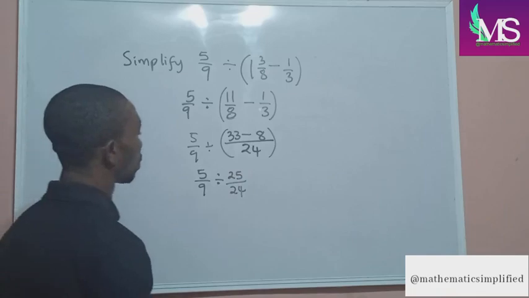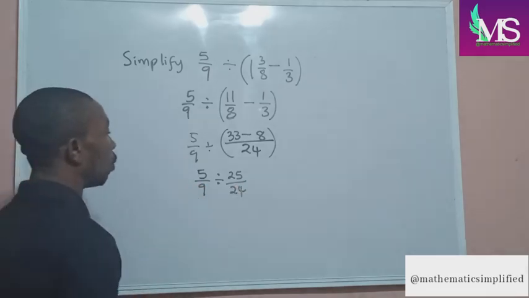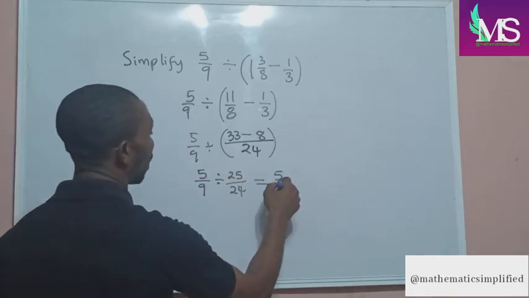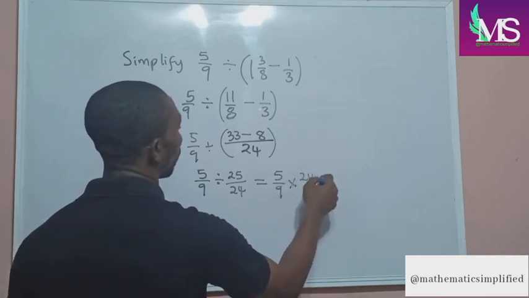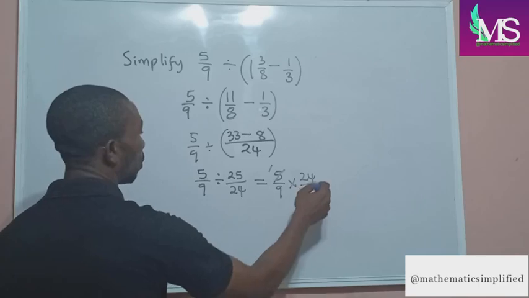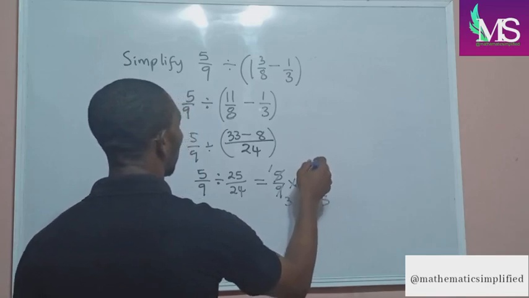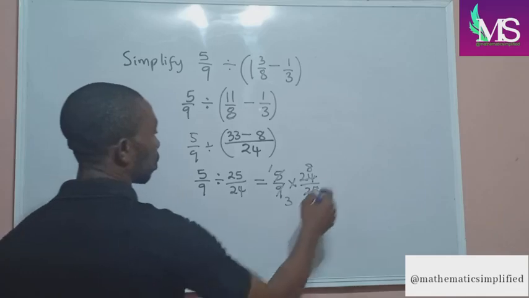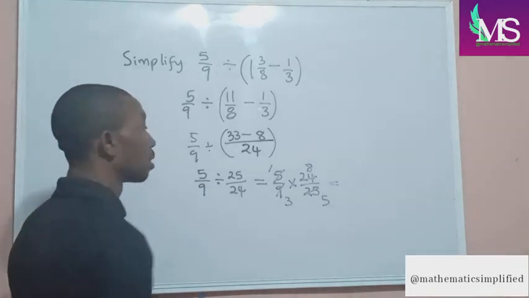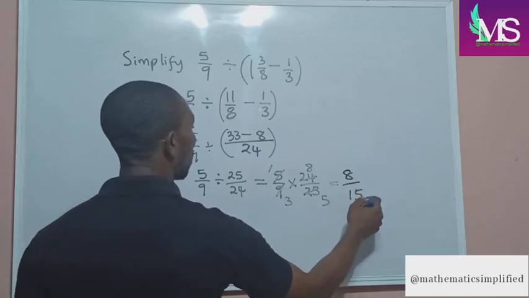Alright, now at this point, we do the reciprocal of 25 over 24 to turn this division sign to multiplication. That will give us 5 over 9 times 24 over 25. Okay, we can now cancel out 5 here 1, 5 here 5, 3 here 3, 3 here 8. Okay, so this leaves us with 8 times 1, 8, over 5 times 3, 15.